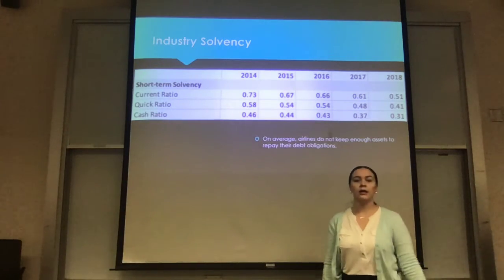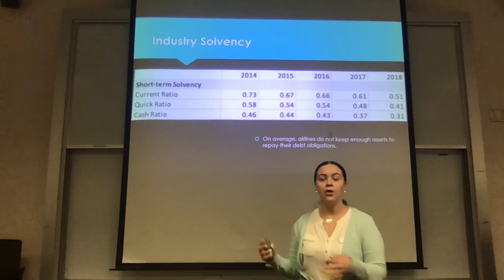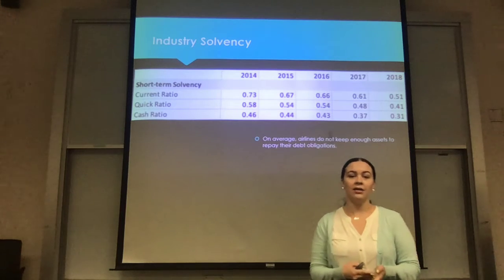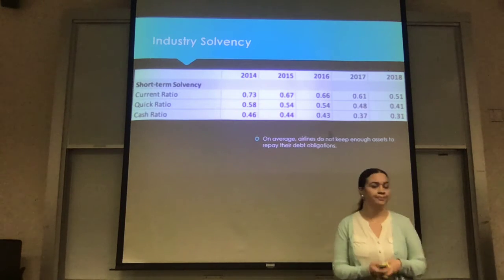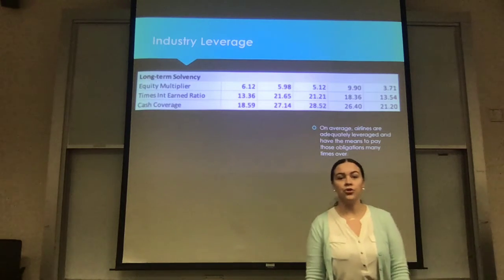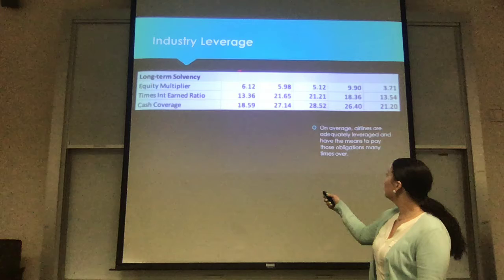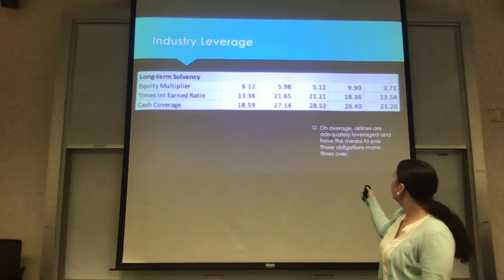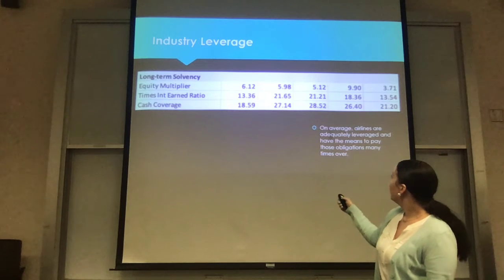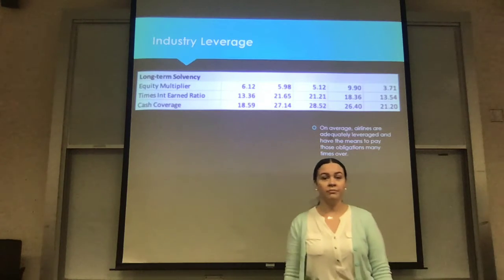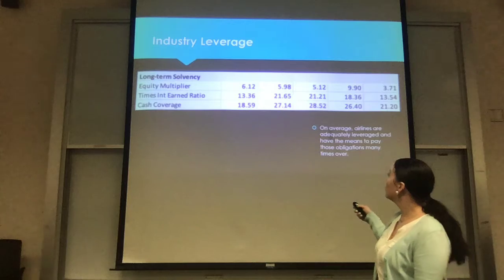Now first we'll look at solvency as an industry. As you can see here, on average the industry does not hold enough assets to pay its debt obligations. The leverage as an industry, they have a pretty constant amount of leverage. We have a little peak here, but it's pretty constant overall. Their ability to repay their debt obligations is very, very good. They can pay it many times over, as you can see.